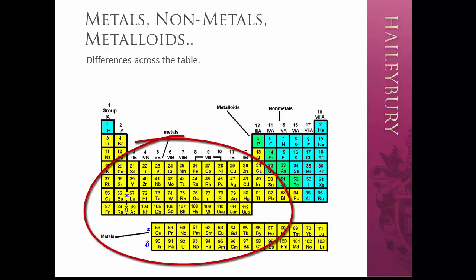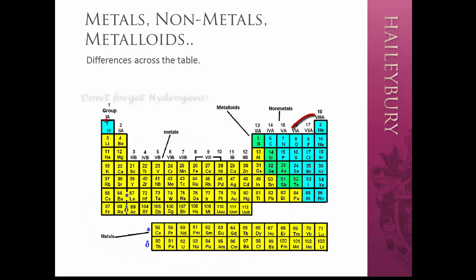Now, looking at this version of the periodic table, you can see that metals are by far the largest group, the yellow group. Non-metals, the blue group, exist on the right-hand side over here, and metalloids straddle the two in a diagonal line and are represented here in green. In this video, we're going to have a closer look at each of these subgroups of the periodic table.